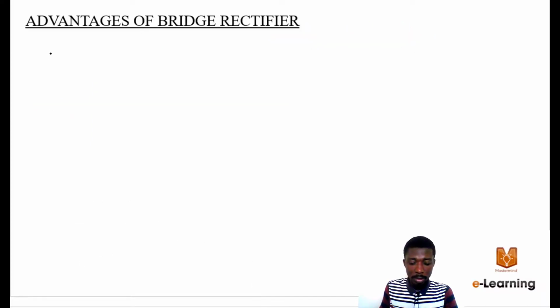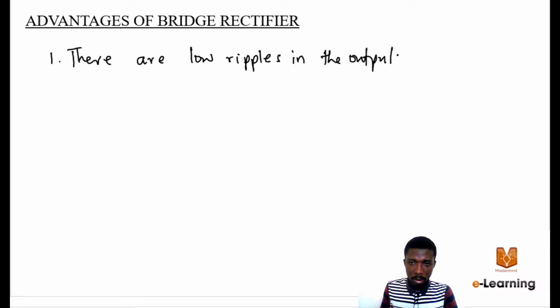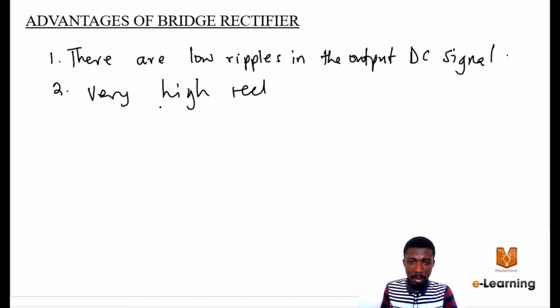The advantages of a bridge rectifier are that one, there are low ripples in the output DC signal. Two, there is very high rectifier efficiency.